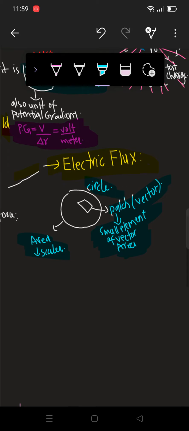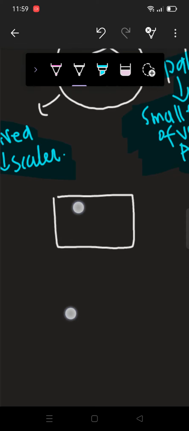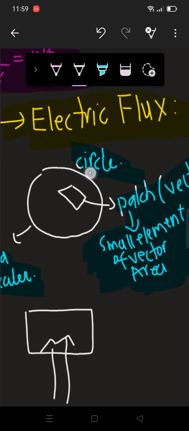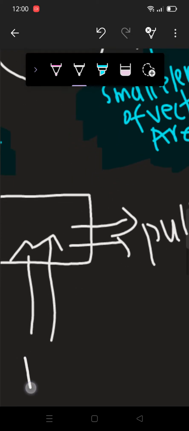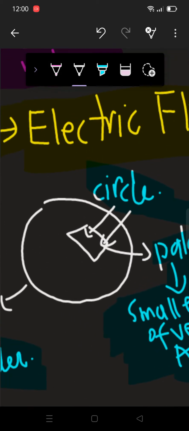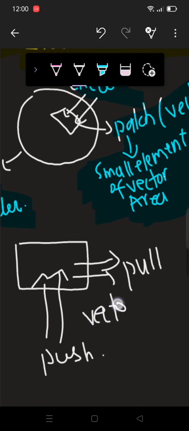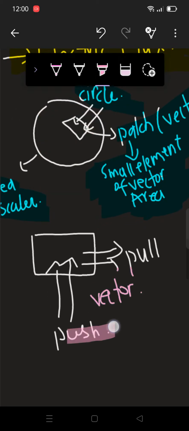Suppose I have a patch, and now I have taken this patch out. Now it will have a direction. Either I'll push it, which means I'll put it inside, or I'll take it out, which means I'll pull it. Since it has a direction of pushing and pulling, it is a vector.